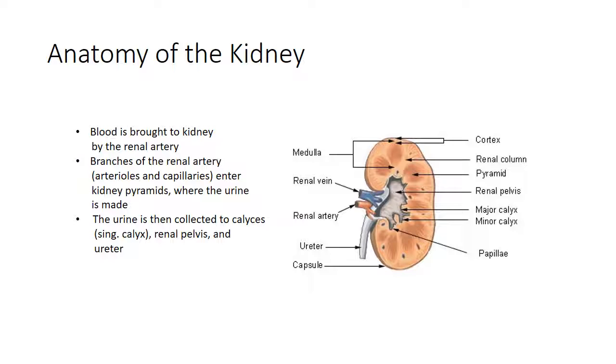Then these chalices merge together, forming a large body called renal pelvis. And then the renal pelvis continues as the ureter, which, as we already mentioned, transports the urine from the kidney to the urinary bladder.